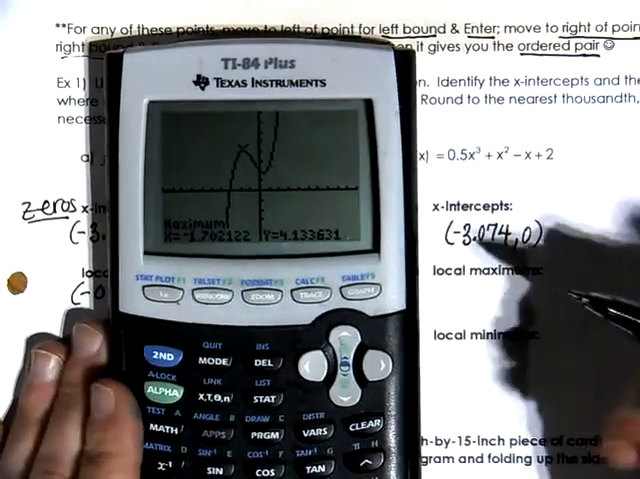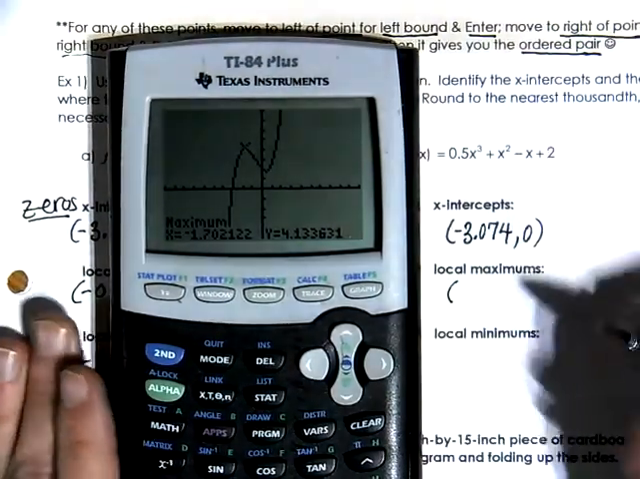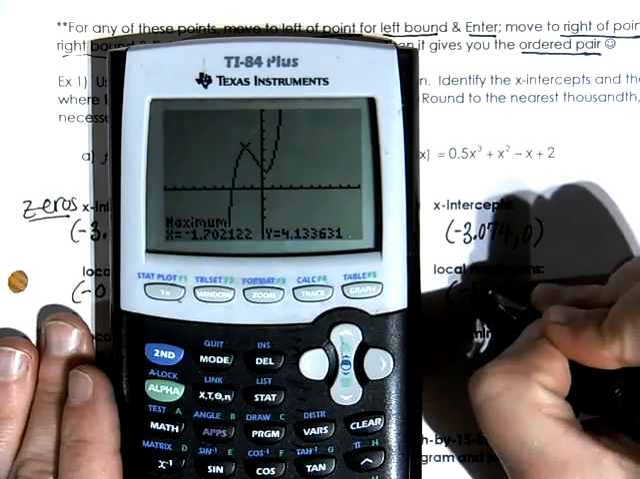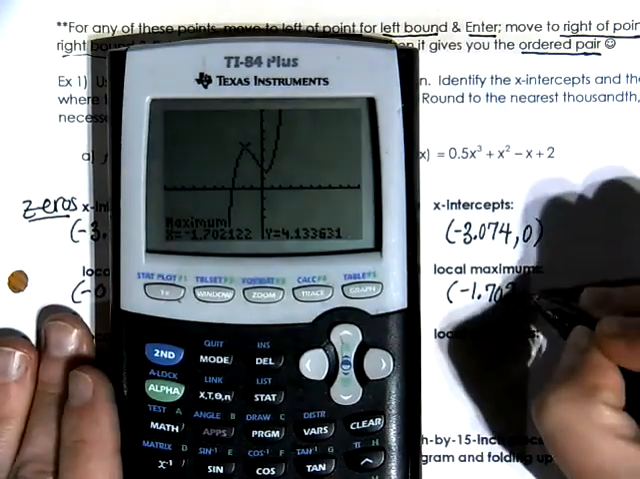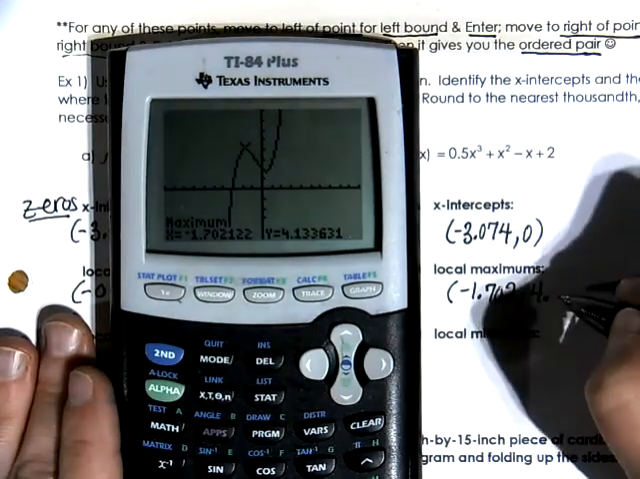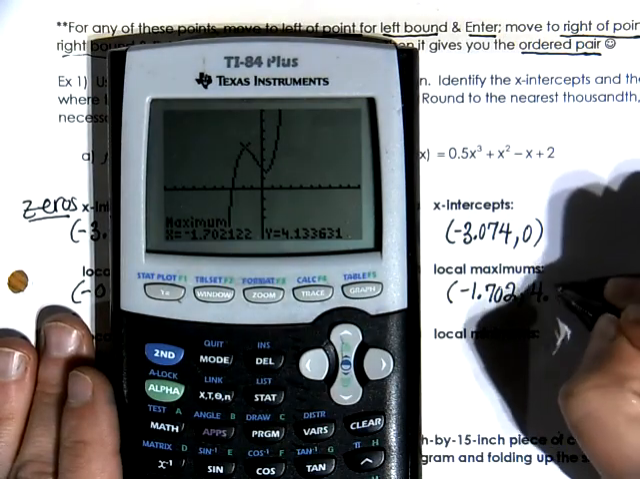And it looks like my local maximum is located at -1.702, comma, 4.134.